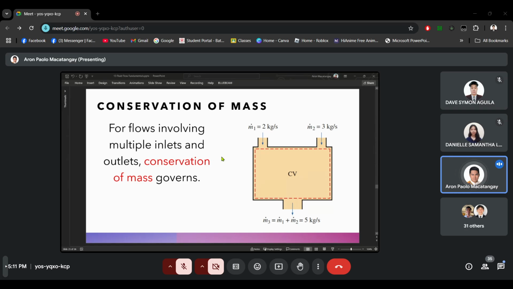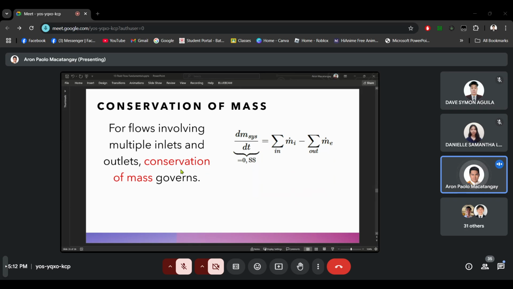Okay, so what will happen here is the sum of all the incoming mass flows should equal the sum of all outgoing mass flow. The purpose of this is to maintain the same amount of mass within the control volume. If you do not want the mass to change in a control volume, and you added something like 2 kilograms and 3 kilograms per second, you have to remove the same amount, 5 kilograms per second, to maintain the same amount inside the control volume.